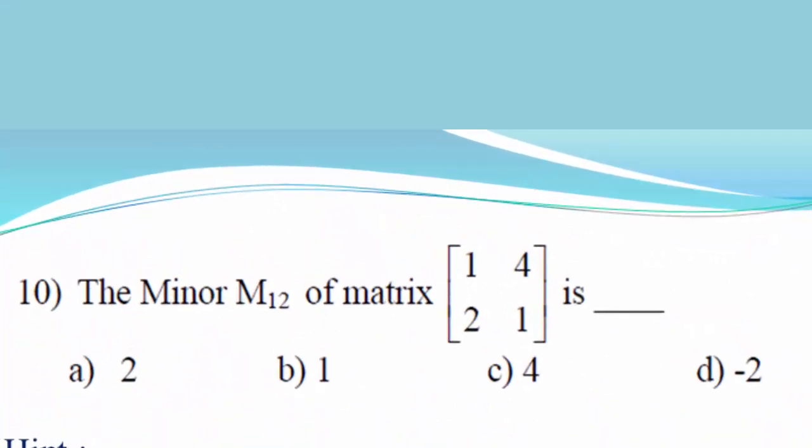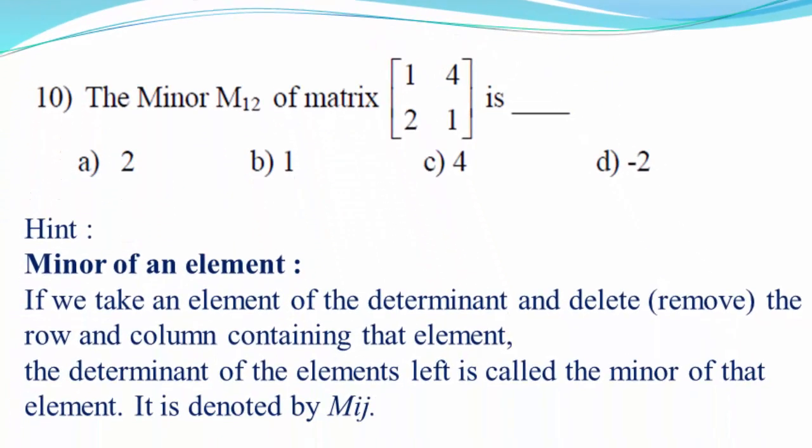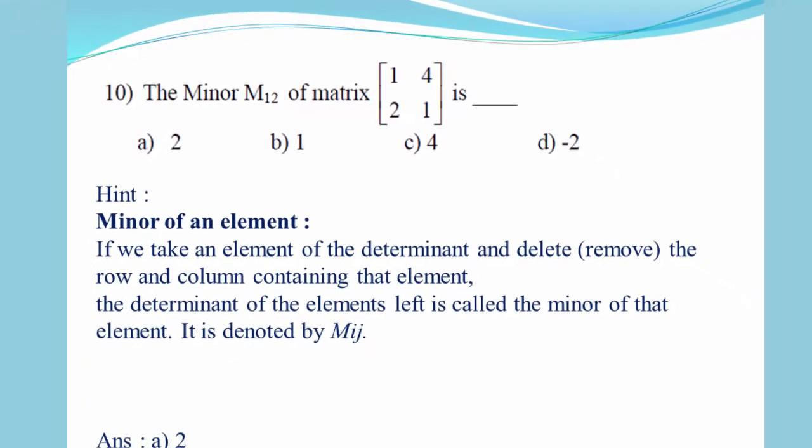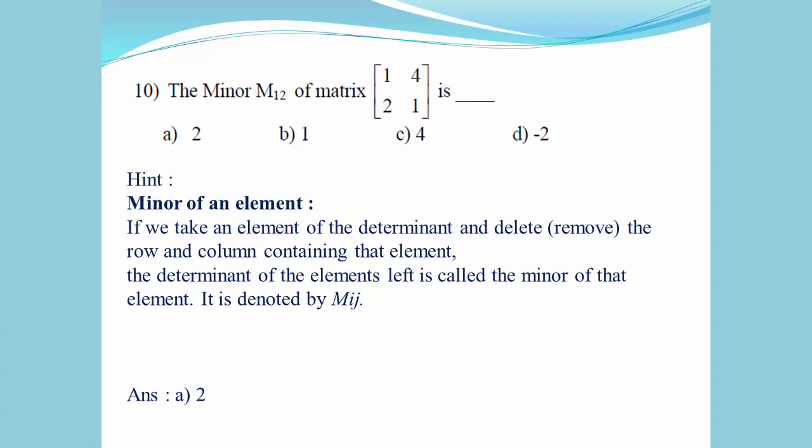Question number 10. The minor M12 of the matrix 1, 4, 2, 1 of order 2 by 2 is. If we take an element of the determinant and delete the row and column containing that element, the determinant of what is left is called the minor of that element. Therefore, it is denoted by Mij. So, to find the minor M12, delete the row and column in which A12, that is 4, is present. The resultant element is 2. Taking the determinant of 2, the answer is 2. So, the option A, 2, is right.